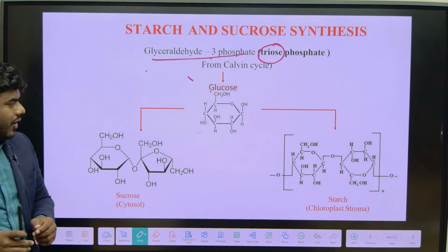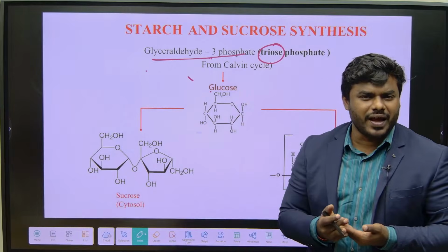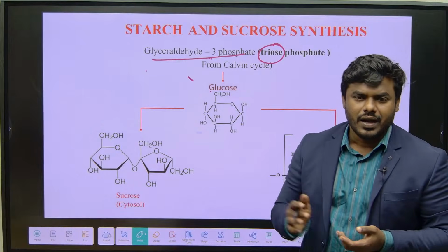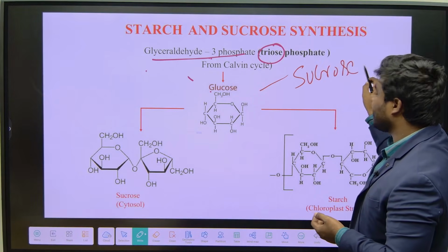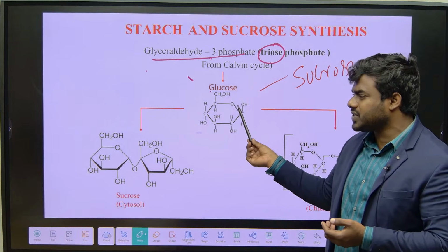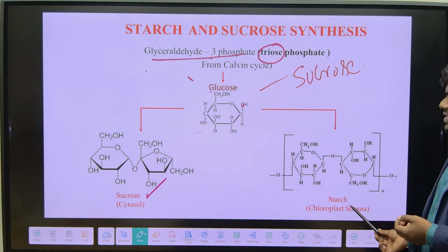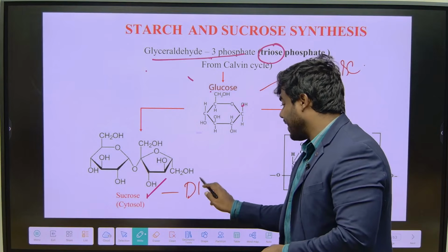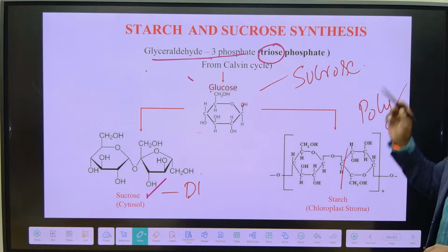Now we all know, and we're going to read it in transport in plants, plants never transport glucose via phloem. Correct? Plants always transport what? Sucrose. So definitely the glucose synthesized during photosynthesis has to be converted into sucrose as well as starch. Sucrose is what type of saccharide? Disaccharide. Starch is a polysaccharide.